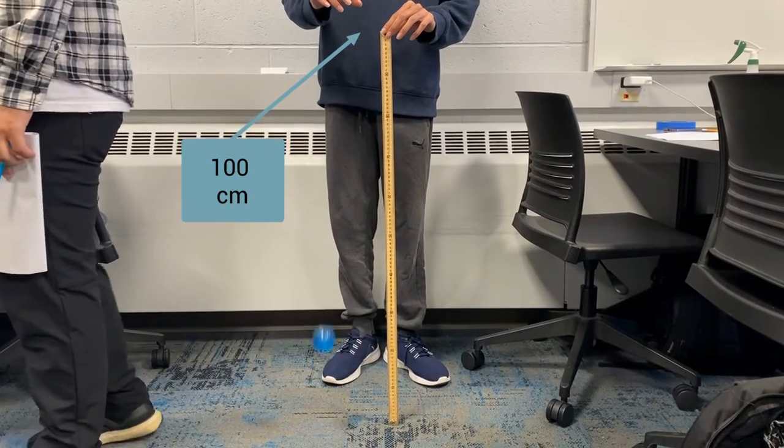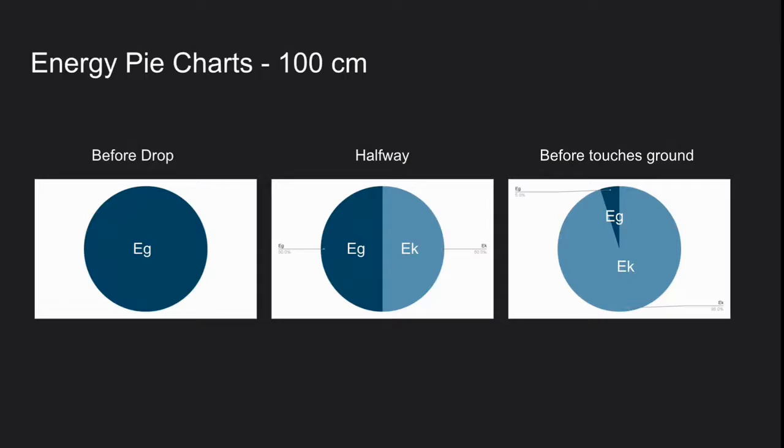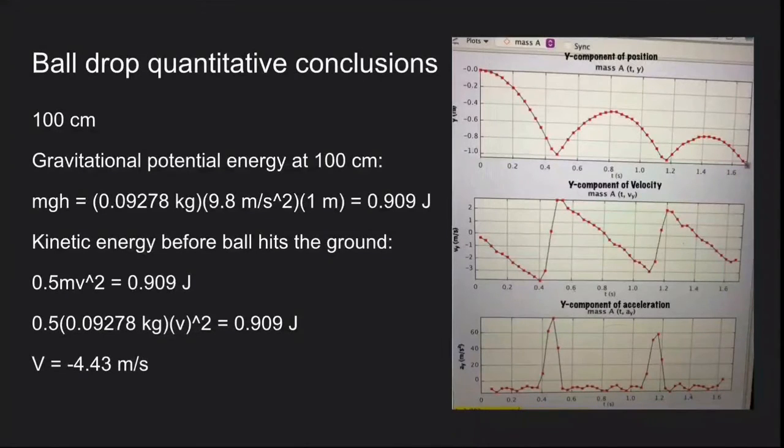For the energy pie charts at 100 centimeters, there is 100% gravitational potential energy before the drop. Halfway to the floor, there is 50% kinetic energy because the ball is increasing in velocity. Right before it hits the floor, velocity is at a maximum, which is why kinetic energy makes up most of the pie chart. At 100 centimeters, there is 0.909 joules of gravitational potential energy. Because energy is conserved, this is the same amount of energy as the point of maximum kinetic energy. We can solve for the velocity at this point, and it is consistent with the Tracker results.